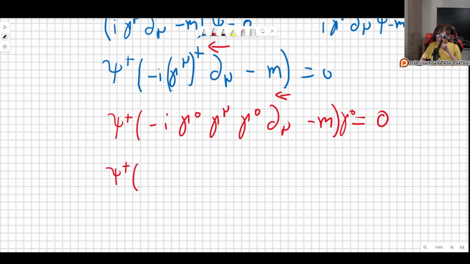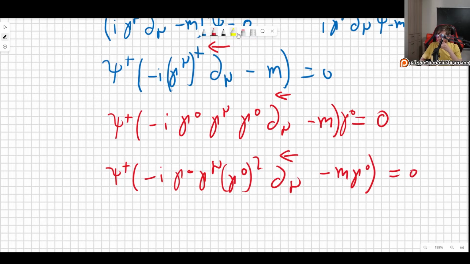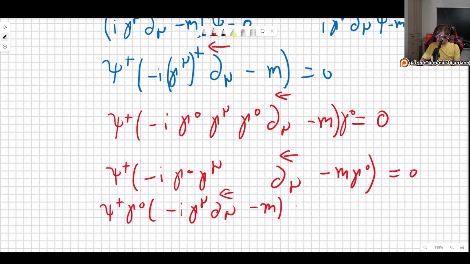So we get psi Hermitian, gamma 0, gamma mu, then gamma 0 squared, because we can commute the gamma and the derivative operator. There's no problem there. Minus m gamma 0. Gamma 0 squared is, of course, 1. And now we have gamma 0 and gamma 0, which we can just take outside from the left. So we get psi Hermitian gamma 0, minus i gamma mu, and then we have del mu to the left, minus m, equal to 0.